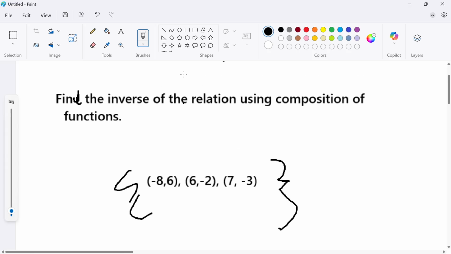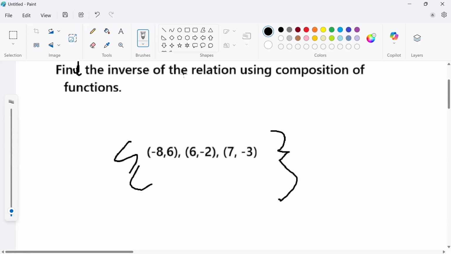Well, I'm going to find the inverse and then I'll verify it with composition of functions. I don't really know what it means to find the inverse of a relation using a composition of functions. I think they mean to verify it. So if this is the relation, then the inverse of the relation is just going to be the y going to the x.